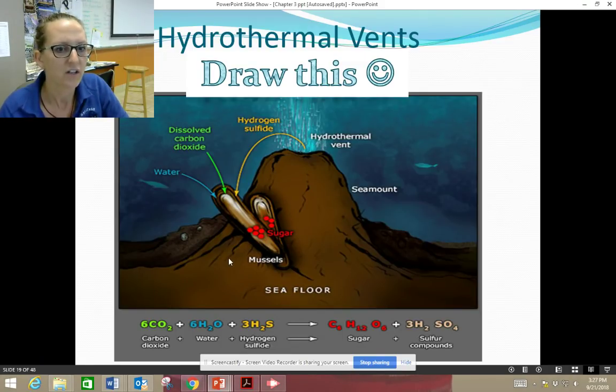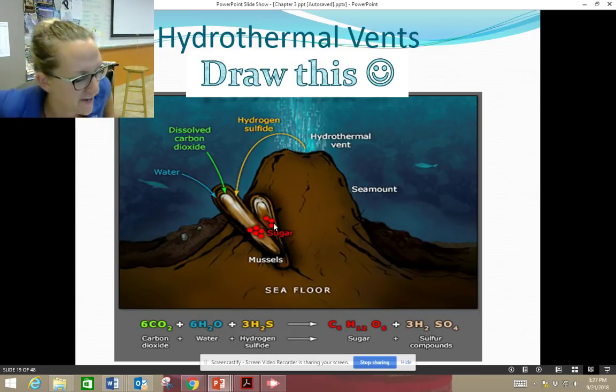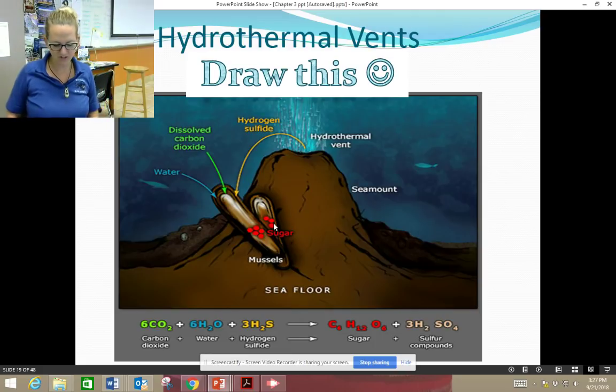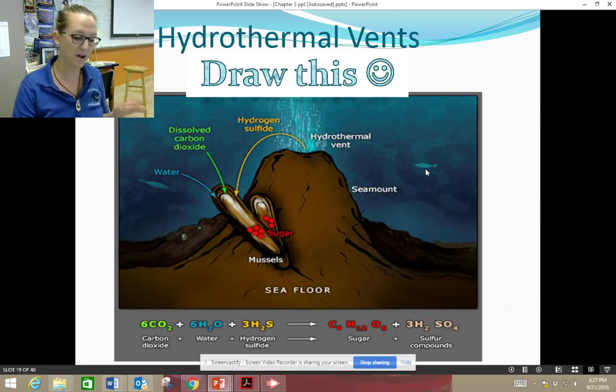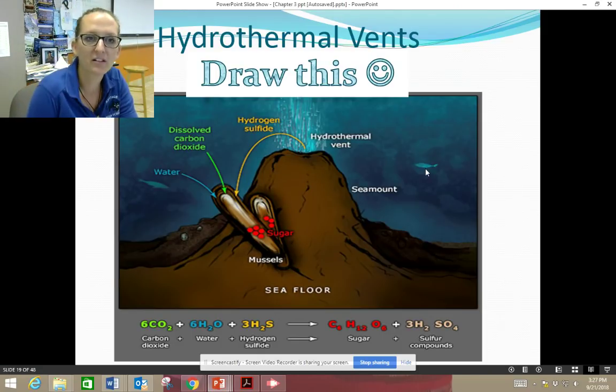Draw this. Okay, so we have our hydrothermal vent. Hydrogen sulfide is coming out. Water is going in. Carbon dioxide is going in. They get carbon dioxide down here just like any other part of the ocean, because organisms like tube worms, bacteria, different species of fish and crabs are going to be respiring. They release carbon dioxide.